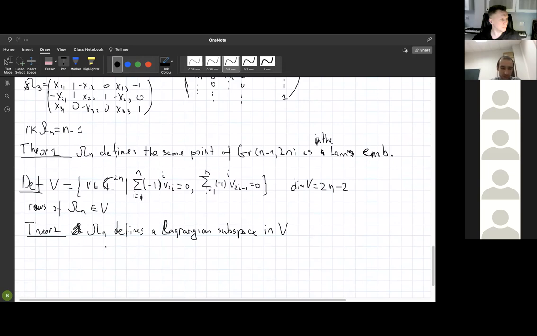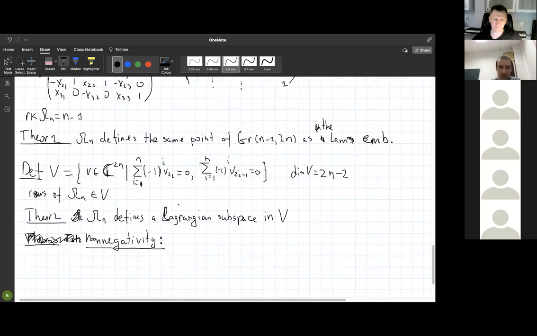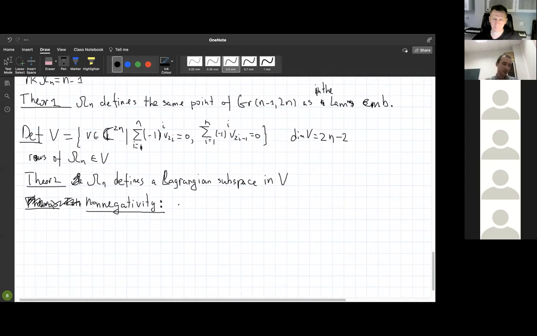And about the non-negativity in our case, it's also interesting. It's not a theorem, just about non-negativity of this point. In theorem one, we just prove that it coincides with Lam's point, but without non-negativity. And to prove non-negativity, we use the notion of electrically equivalent networks, and the idea is as follows.